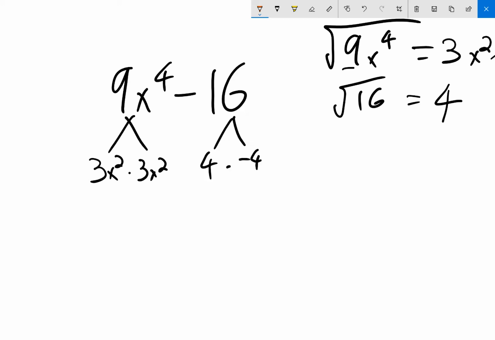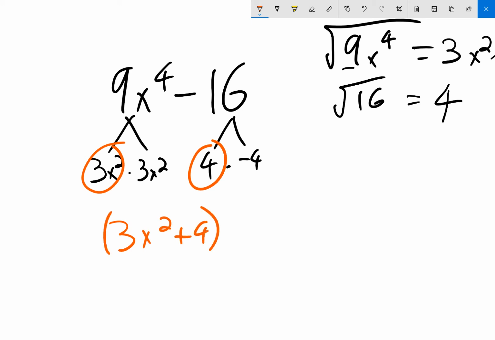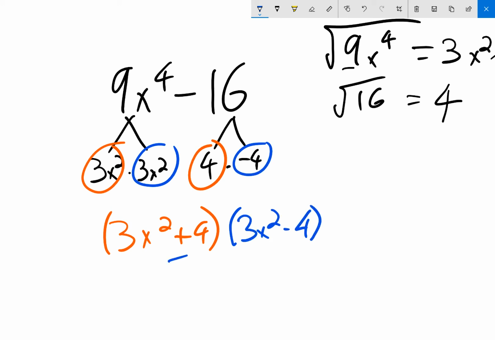So just like on the last problem, you just pair one with another. So you have 3x squared with positive 4 as a pair, and you've got 3x squared with the negative 4 as a pair. Now, it doesn't really matter if the plus is first and the minus is second. You could have the minus as the first group and the plus as second, so it doesn't matter which is which. As long as you have those two groups, you're all set.